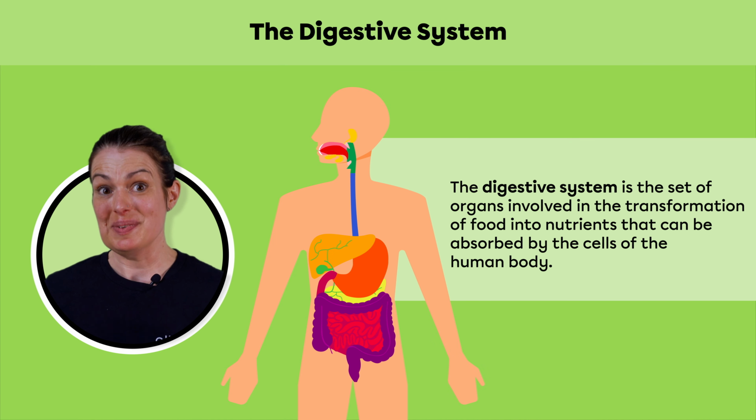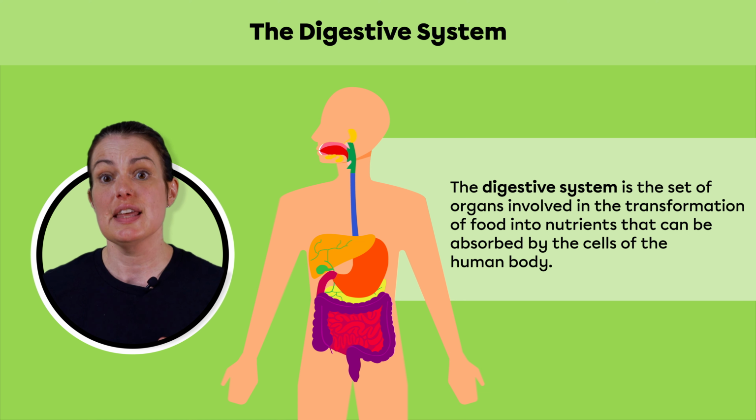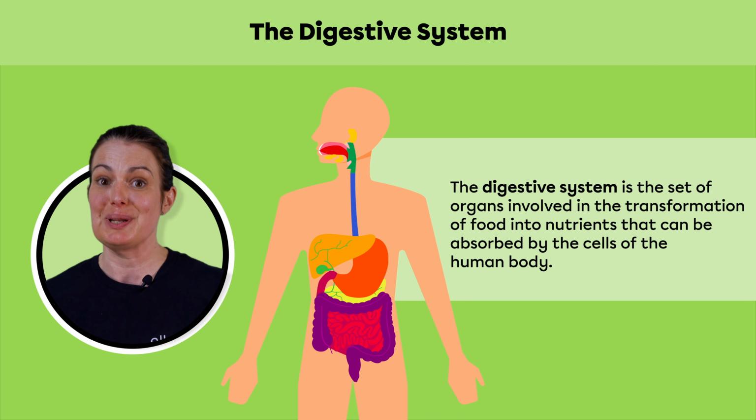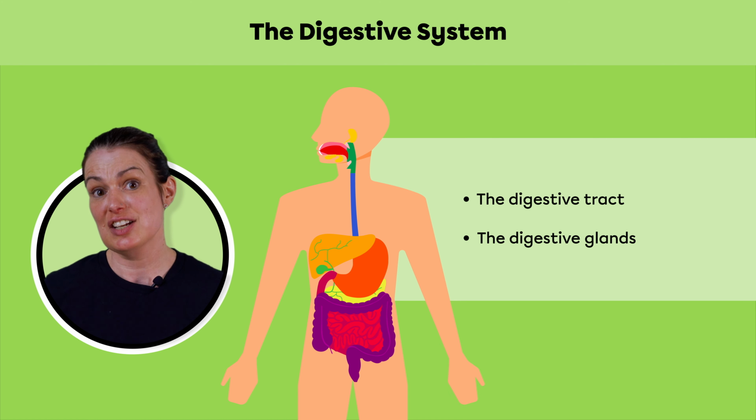The digestive system is the set of organs involved in the transformation of food into nutrients that can be absorbed by the cells of the human body. It includes the digestive tract and the digestive glands.